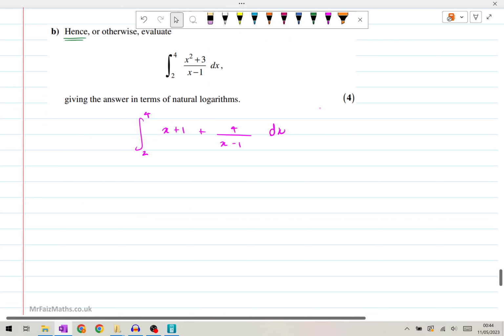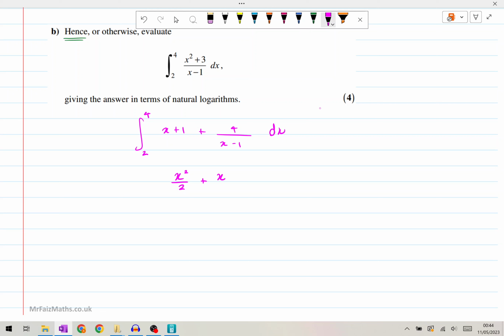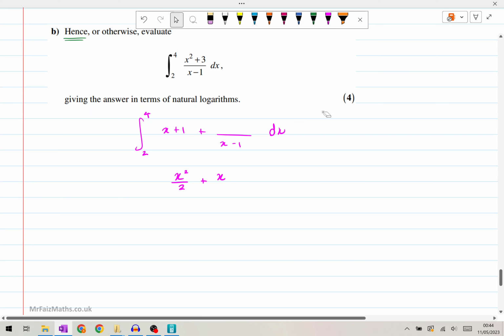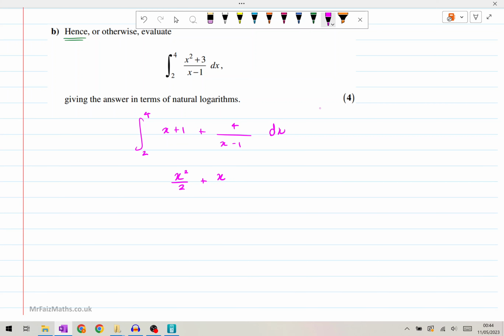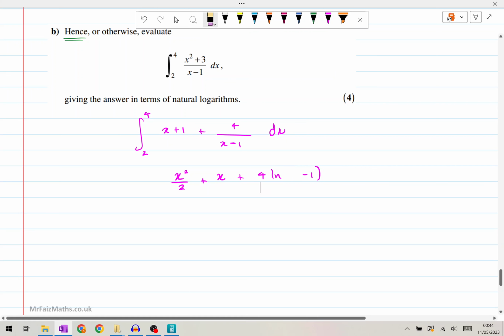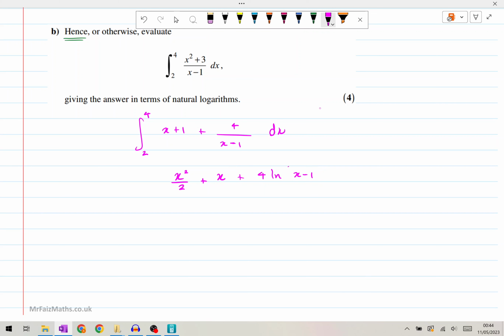Right, so the first two bits, just x plus 1, will integrate to x squared over 2 plus x. Now 4 over x minus 1 is an integral that's of the form just 1 over ax plus b. So if it was 1 over x minus 1, it would have been just ln of x minus 1. But in this case, we have 4 over this, so this is just going to be 4 ln of x minus 1, right? And ideally, when we integrate and get ln, we should write modulus signs here. Although in this case, it doesn't really matter because we are substituting 4 and 2.